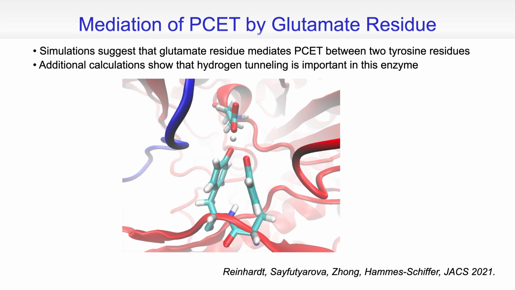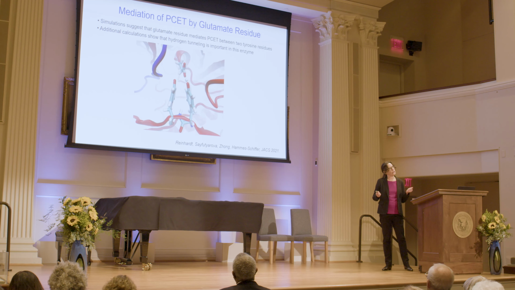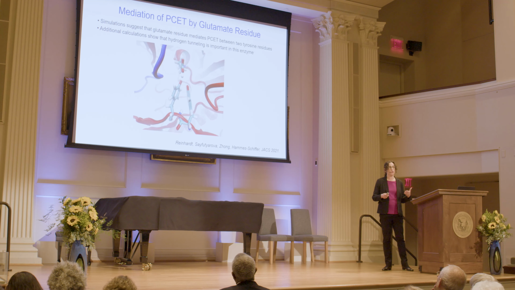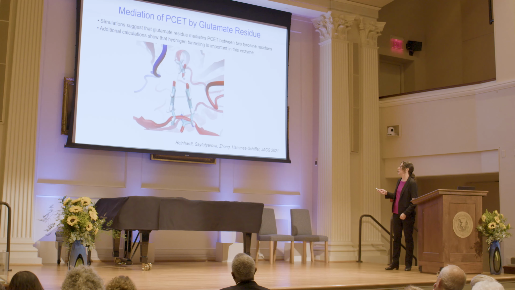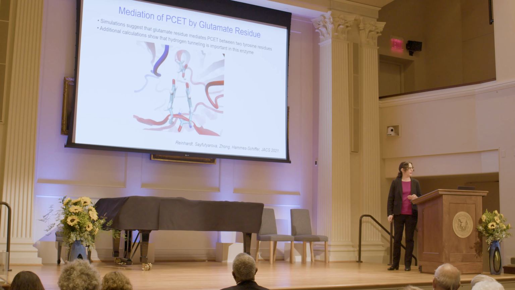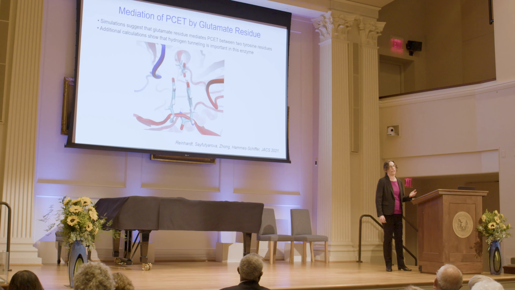It no longer worked. So this is an example of how simulations can identify key residues, and that's going to be very important in designing modified proteins for, say, drug use or for better inhibitors. This is a way to actually stop the reaction by changing this residue into something else. Now, I will say we've done additional calculations showing that hydrogen tunneling is also important in this enzyme as well.